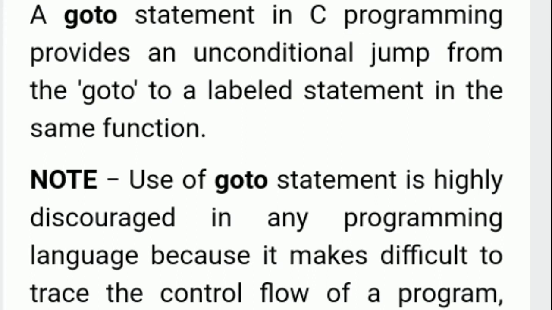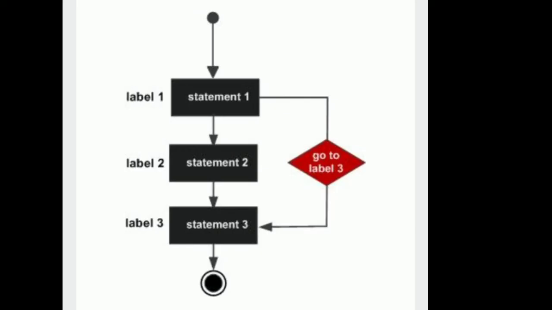The simple syntax of the goto statement: goto label, ended with a semicolon, some statements and so on, label colon, statements ended. Here the label can be any plain text except a C keyword, and it can be set anywhere in the C program, above or below the goto statement.